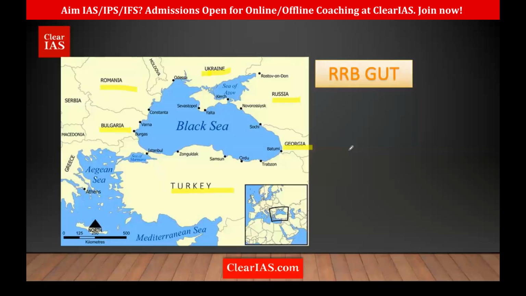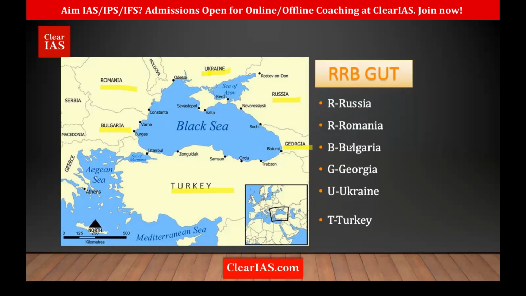This is the only thing you must remember when we talk about Black Sea. Russia, Romania, Bulgaria, Georgia, Ukraine, and Turkey. Even if you forget any of these, remember this word RRB gut. So whenever you get a question about Black Sea, if any of these letters is not there, then obviously you can eliminate that option for sure. So remember RRB gut.